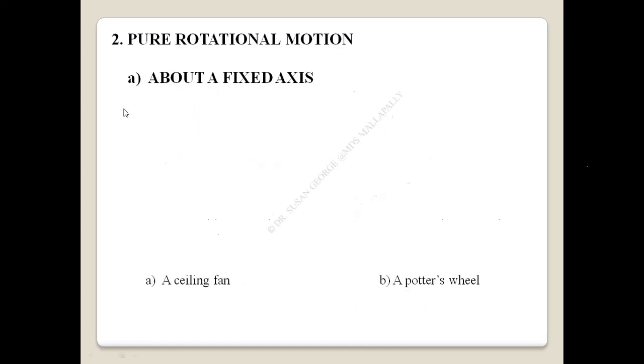The second type of motion of a rigid body is pure rotational motion. In pure rotational motion, we have two types. The first one is about a fixed axis. One example is a ceiling fan. You can see the axis of rotation represented by dotted lines, and this is fixed, and the leaves of the fan rotate about that axis.